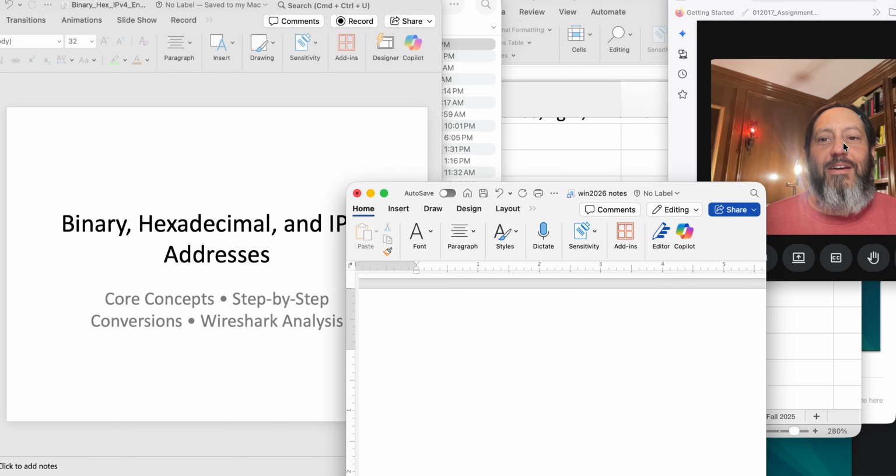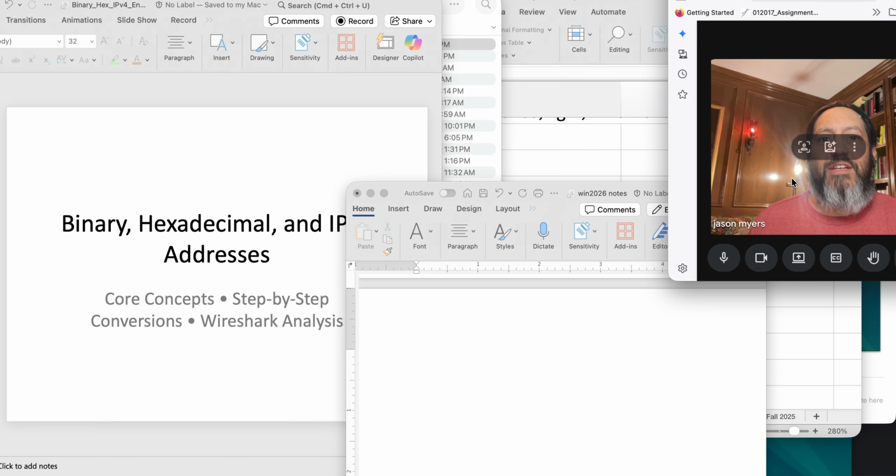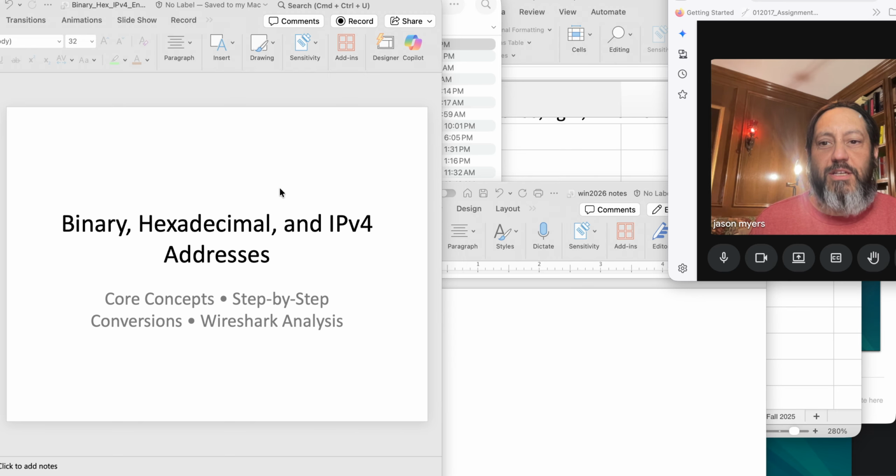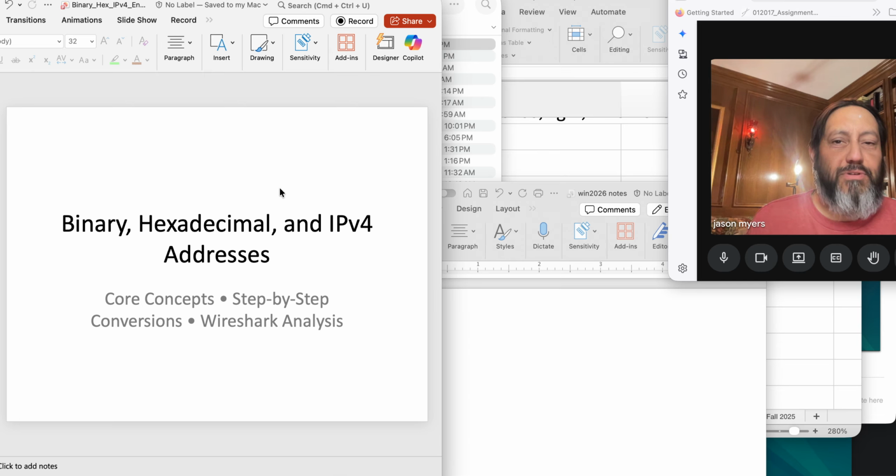So today we are cutting to the chase, if you will. We're going to be talking about the core concepts underlying the binary counting method, or I'm going to say encoding, hexadecimal, and how IPv4 addresses are actually encoded by a system.